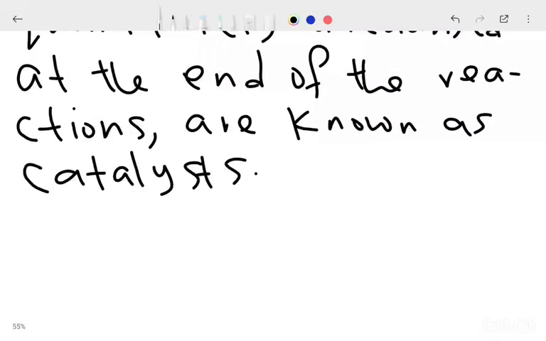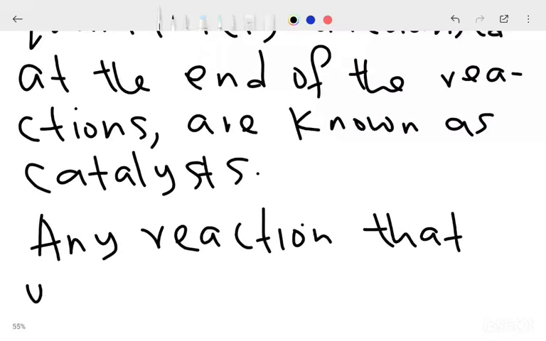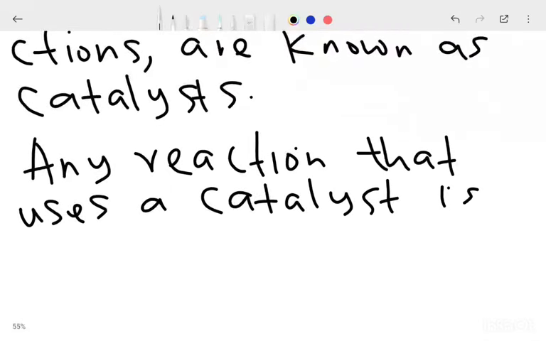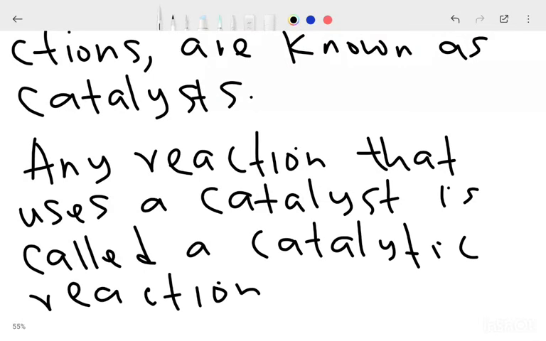So any reaction that uses a catalyst is called what? A catalytic reaction. Write it down. Any reaction that uses a catalyst is called a catalytic reaction.